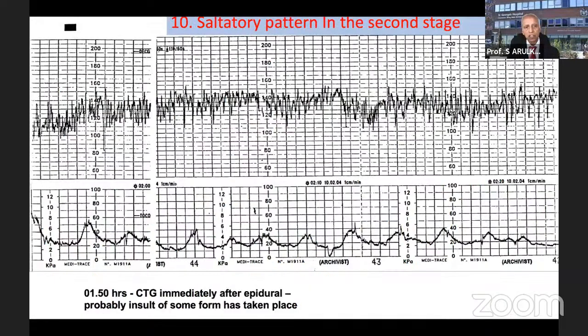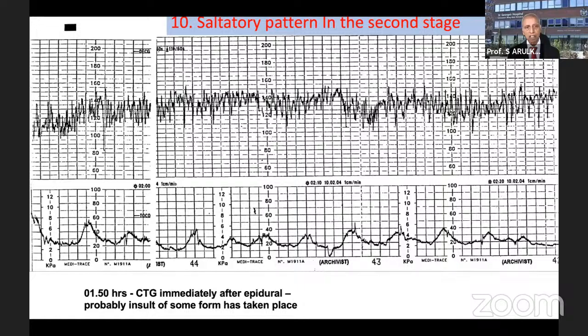And finally, the saltatory pattern. Saltatory pattern is a result of acute hypoxia happening before that event. So this lady had an epidural and late first stage and second stage of labor. She was bending down, the head goes and compresses the pelvic vessels, the uterine vessels. Nobody was monitoring the heart rate. And when she finished the epidural, they straightened up and put the trace on.